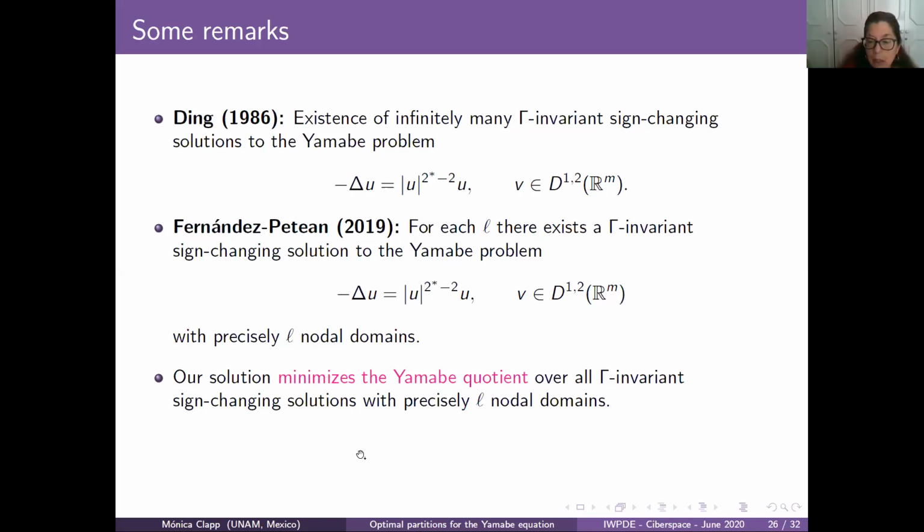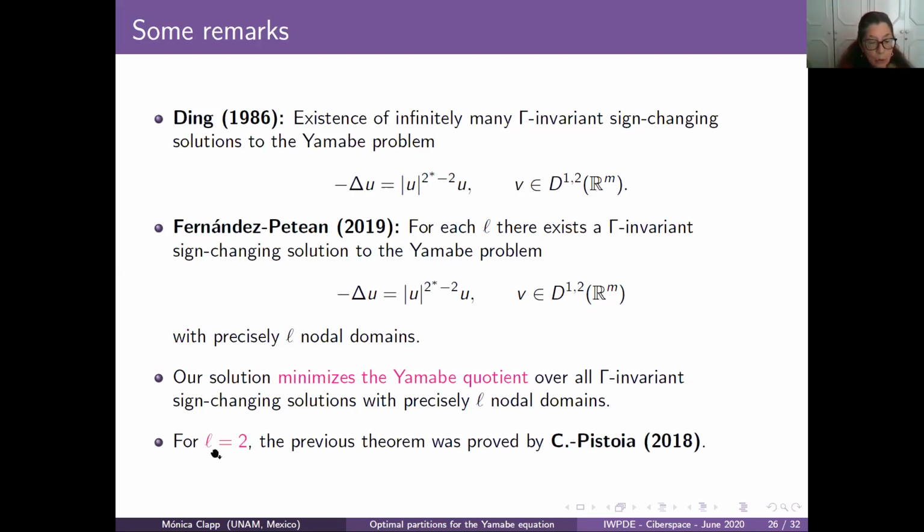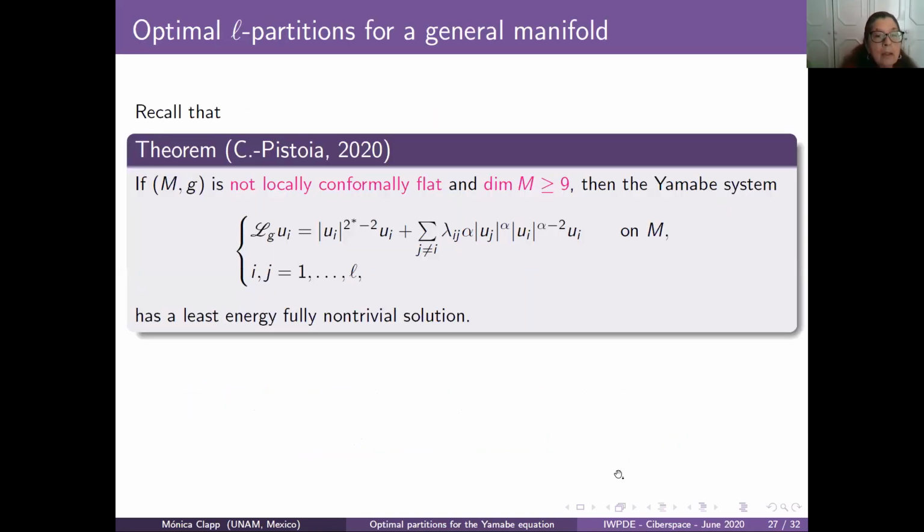Okay? So now, I also want to mention that this result for two equations was proved previously by Angela and myself. And okay, so now let us go back to the problem of finding optimal partitions for a general manifold. So we go back to a general manifold, and then we had this result with Angela that I showed you at the beginning, that says, if you look at the Yamabe system, this Yamabe system has a least energy, fully non-trivial solution when the manifold is not locally conformally flat and the dimension is larger than or equal to 9, okay?